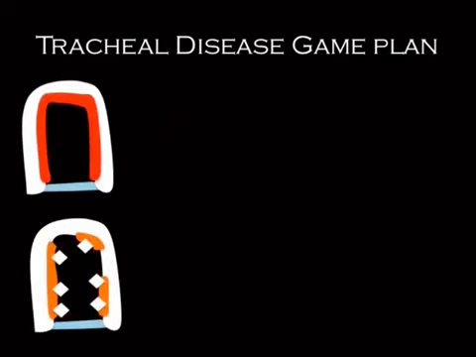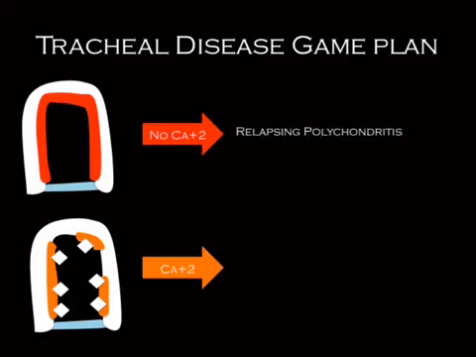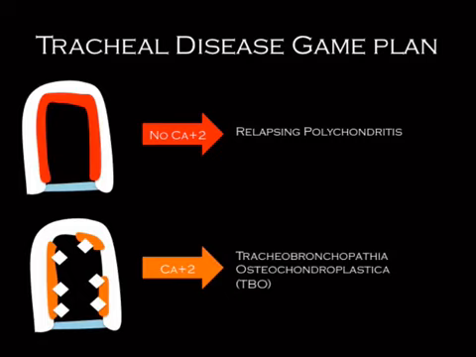So here's a scenario where both entities are sparing the posterior membrane. One of them has calcified nodules and one doesn't. The one that doesn't is relapsing polychondritis, and the one that does is TBO. The way I remember that is TBO just sounds bulkier to me, and therefore it's got these bulky, sort of pointy, scary-looking nodules.